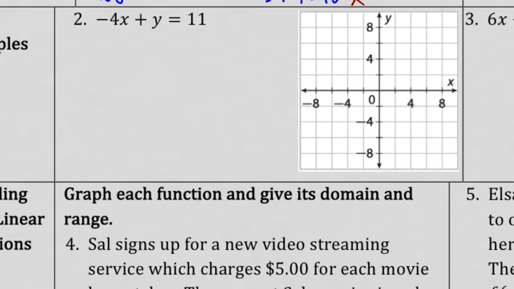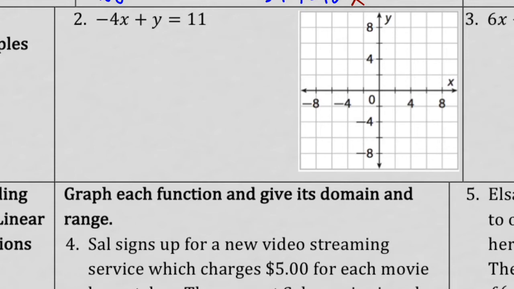All right, let's move on to number 2. Negative 4x plus y equals 11. By the way, I didn't mention this at the beginning. Make sure you guys are following me along on your notes, on your own paper. So make sure you're writing down everything that I write down. Okay, so negative 4x plus y equals 11. Same steps, same instructions. First, check if it's linear or not, and then graph it.